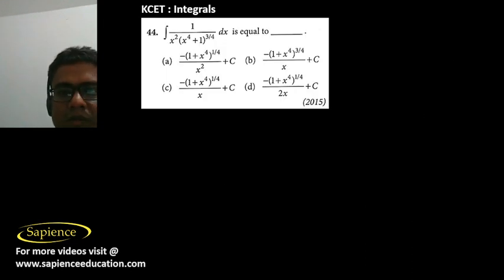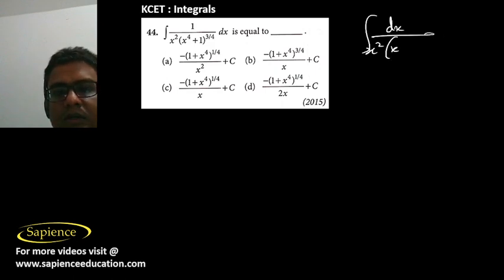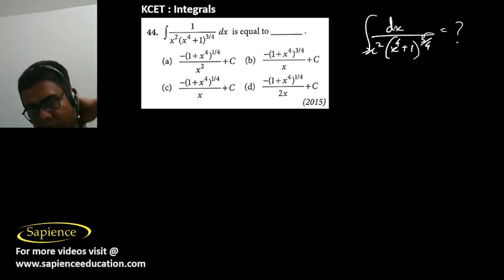Then here we need to find the integral of dx by x square into x power 4 plus 1 whole power 3 by 4. That is equal to how much? That we have to find.